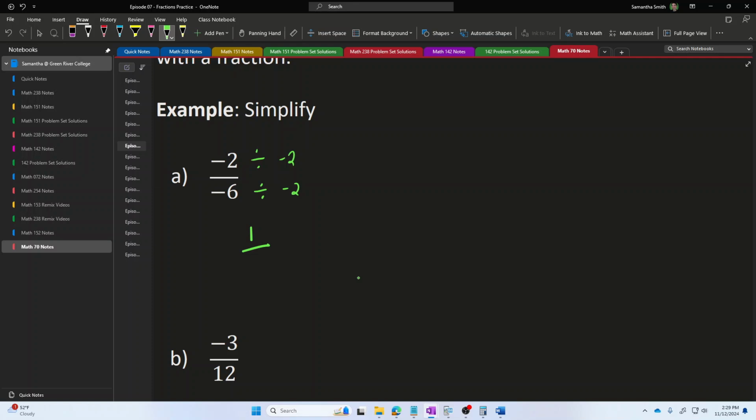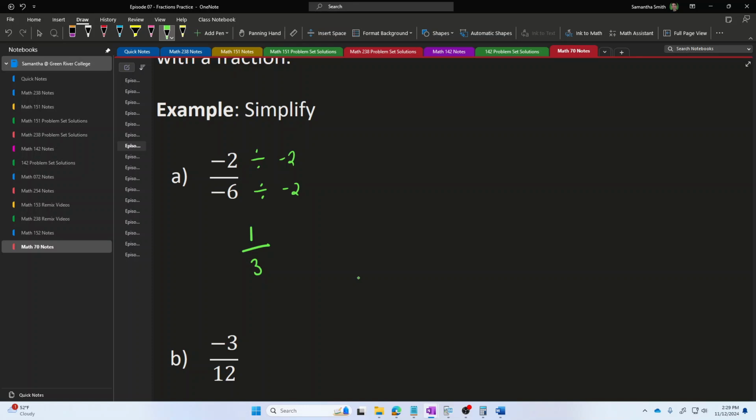Now, if I have negative 6 divided by negative 2, a negative number divided by another negative number, I have an even number of minus signs in that calculation, so the result of that is going to be positive. And 6 divided by 2 gives me 3. So at the bottom of this fraction, I'm going to have 1 divided by positive 3, 1/3 from the simplification here.